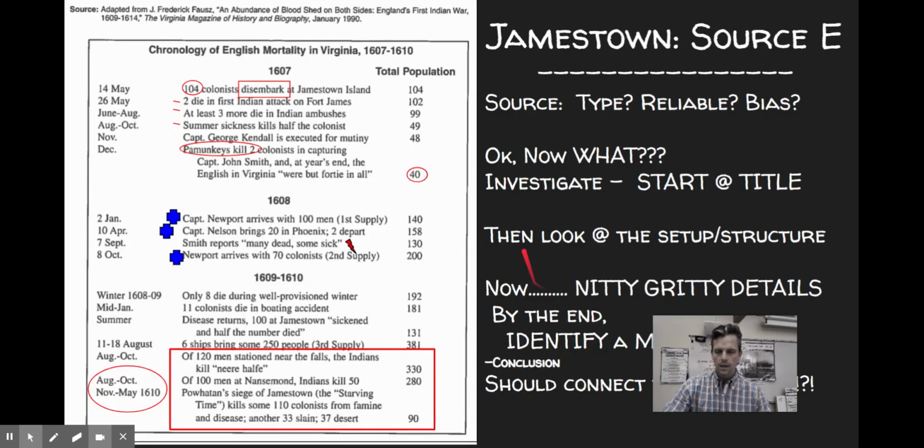Oops, sorry. There we go. Jamestown, source E. My E people. Backwards. Oh, I think that's a thing now. E-boys and disco people or whatever. All right, I'm resetting my timer.